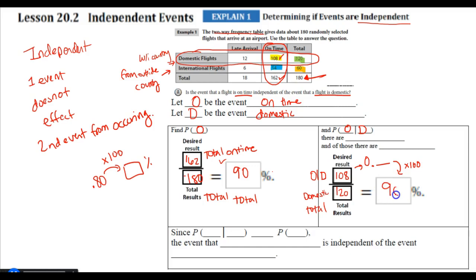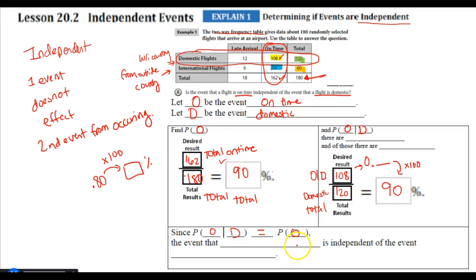And you find that that's 90%. All right, so now we found that essentially both of them, 90%, hey, that looks like they're equal. So our on-time and domestic flights, probability of that is equal to the probability that it's on time.